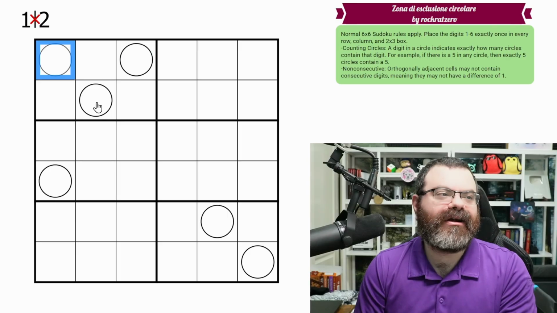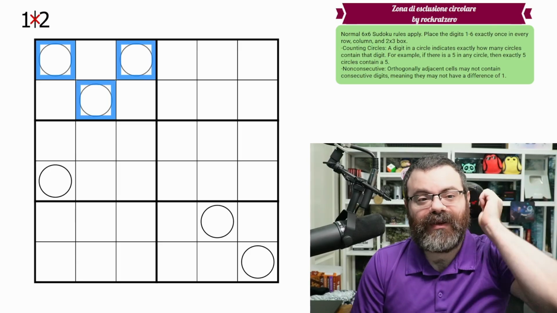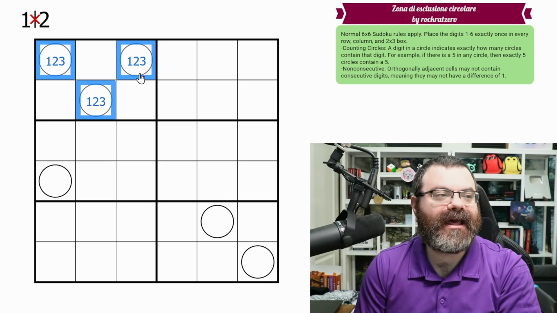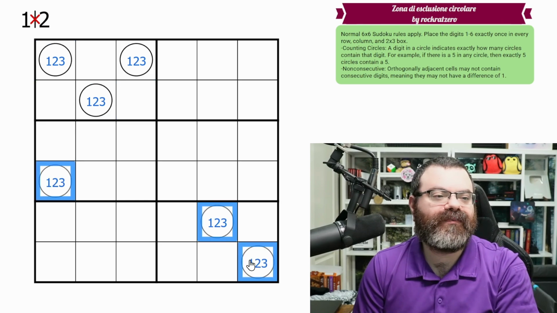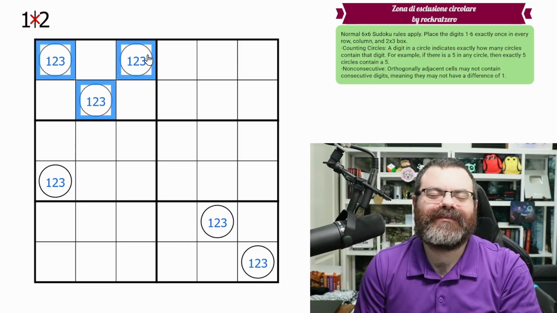So what we need here are 3 distinct digits that sum to 6. And the only way to do that is 1, 2, 3, just like that. And so all of the circles are from 1, 2, 3. Now we know that this 1, 2, 3 must contain a 1. Now, why? Let me explain real quick.